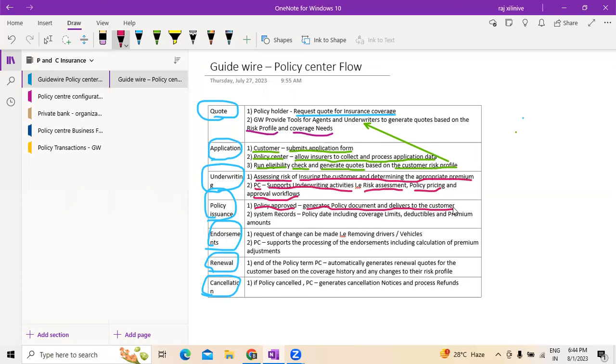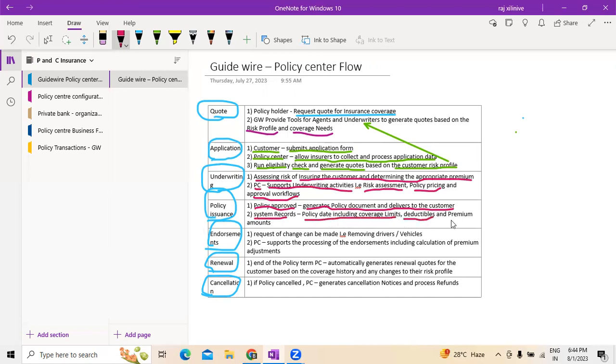So once the risk assessment is finalized, the policy pricing and approvals are finalized, the next thing is about issuance. Here normally this policy will be approved and the policy document will be generated. Subsequently, this will be delivered to the customer. And whatever is delivered has to be updated in the system records, including the policy dates and the coverage limits, right?